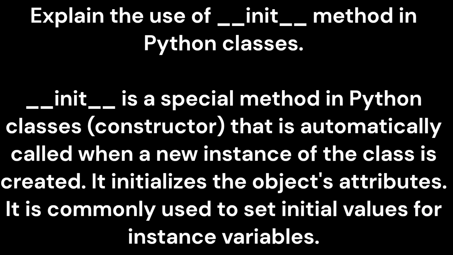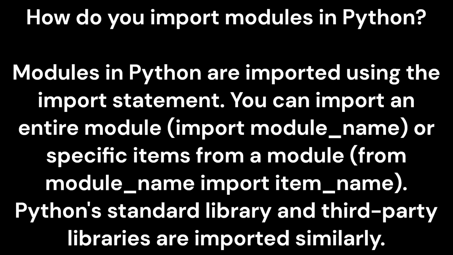__init__ is a special method in Python classes, the constructor, that is automatically called when a new instance of the class is created. It initializes the object's attributes. It is commonly used to set initial values for instance variables. How do you import modules in Python?